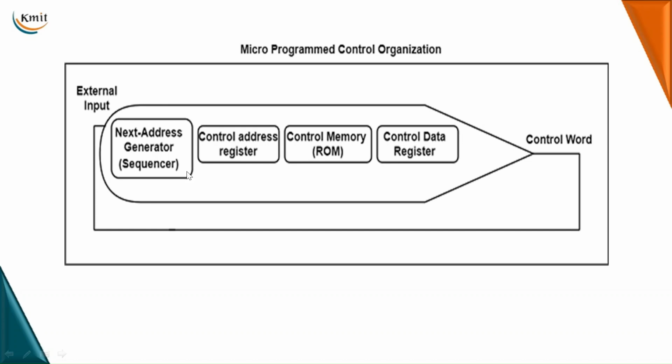So control data register holds the micro instruction that has to be executed by the CPU. And there is one more thing here called the next address generator, or we can also call it the microprogram sequencer. When the current instruction is being executed by the CPU, it is the responsibility of the next address generator, or microprogram sequencer, to find the next address of the next micro instruction stored in the control memory, and to store it in the address register so that a particular micro instruction can be fetched. So that is the use of a next address generator or microprogram sequencer.